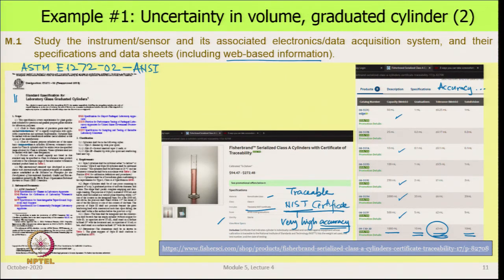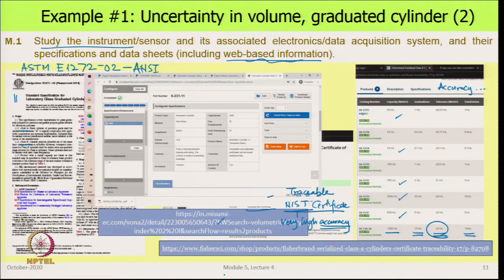So, that is one piece of information that we said: study the instrument, data based, web based information, standards. Suddenly we learnt a lot, and I am not presenting all the details here, but it tells you how many more aspects there are in just talking about a graduated cylinder. Something we think is so simple in the lab has so much technology to it.